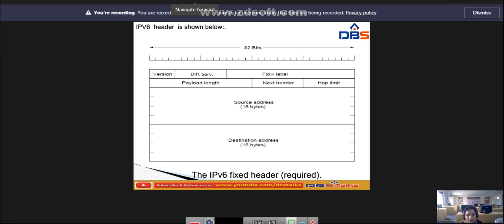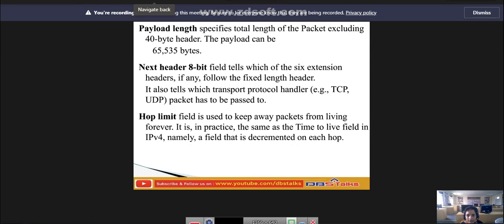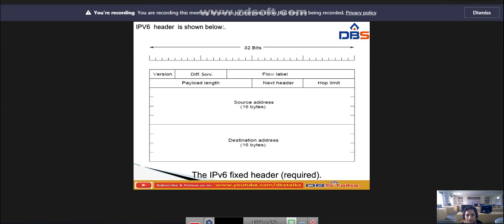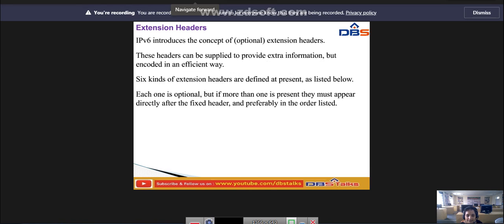Next, here I have the differentiated services field. It represents the type of service; various combinations of reliability, speed, quality of service and congestion parameters are possible. So this is another field available here.